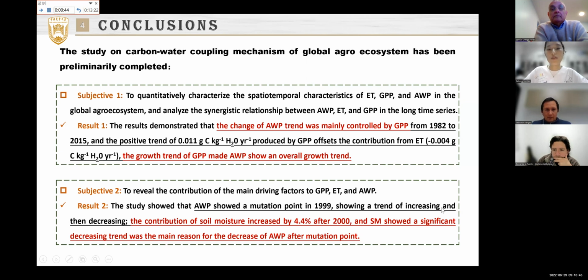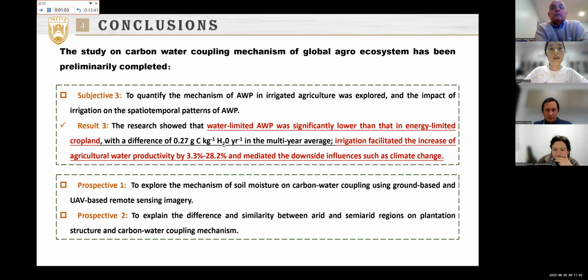The contribution of soil moisture increased by 4.4% after the mutation point, and we found that the significant decreasing trend of soil moisture was the main reason for the decrease of AWP. Third, our research showed that irrigation facilitated the increase of AWP by 3.3 to 28.2% and mitigated the downside influences such as climate change.